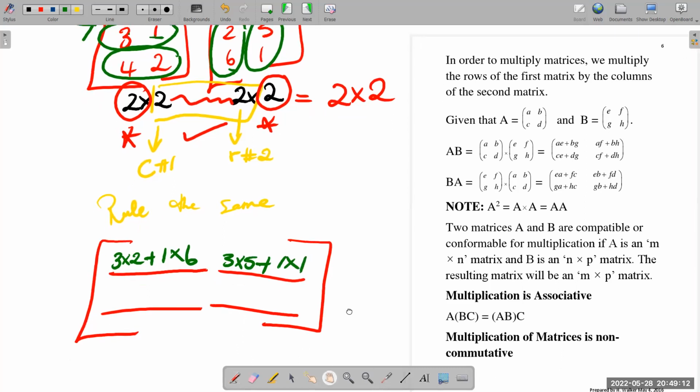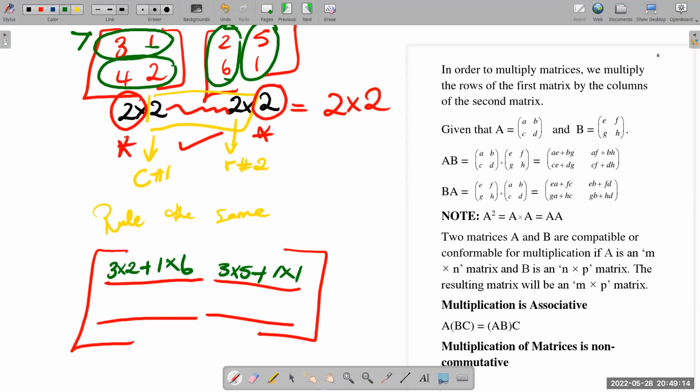Let me know, please. Let's do the bottom now. Let's do the bottom left. So that would be 4 times 2 plus 2 times 6. Bottom right. So that would be 4 times 5 plus 2 times 1.